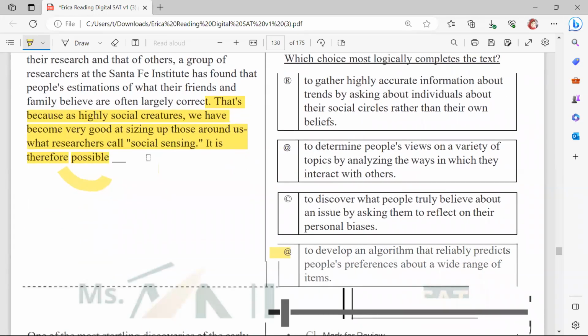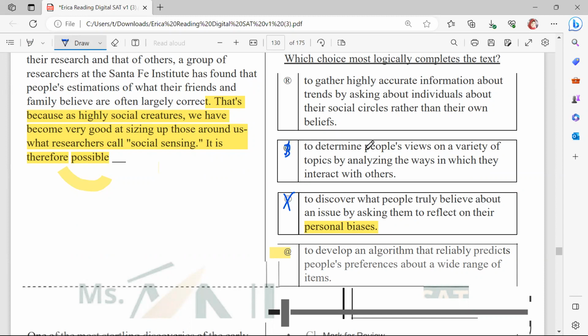To discover, it's therefore possible to discover what people truly believe about an issue by asking them to reflect on their personal biases. No. Yes, because as long as I mention biases, it's not totally positive. I will eliminate this, at least this is not a perfect answer. Okay, let's go for B. This is B, I'm sorry, okay?